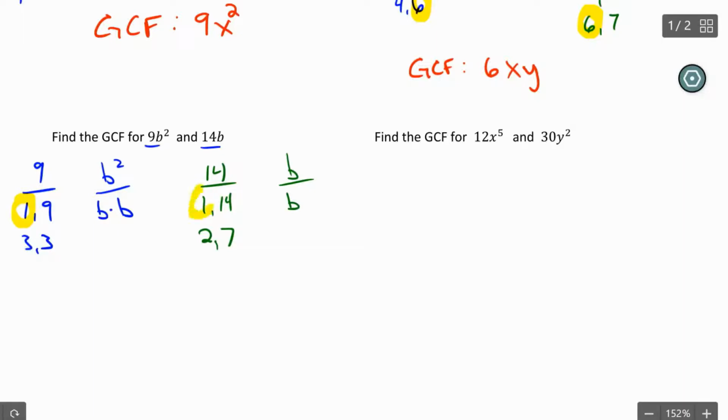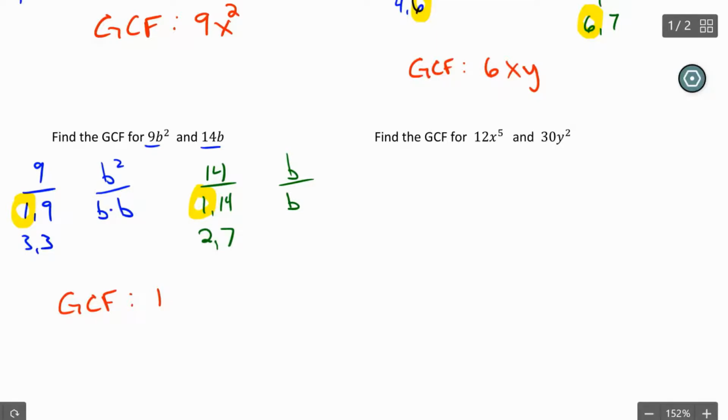Well, when I look at these numbers, what's the only thing they have in common? Just the 1, okay? Of course, all numbers have 1 as a common factor, but it's usually not the greatest common factor. In this case, it is. They don't have any other numbers in common but 1, and that's okay. 1 can be the greatest common factor.